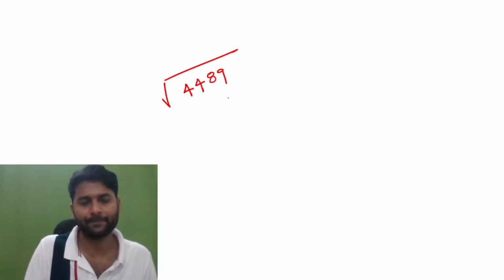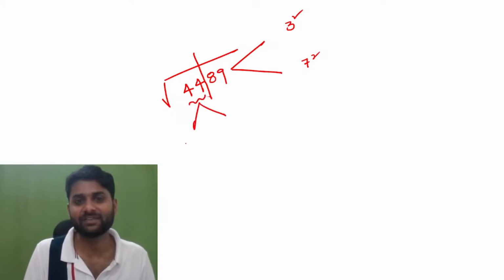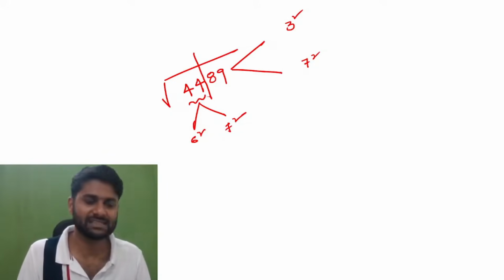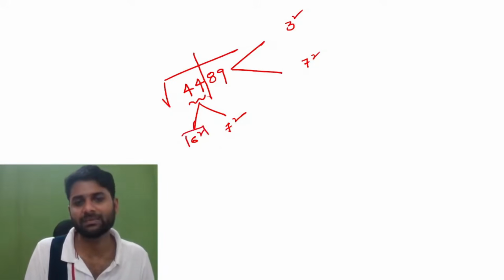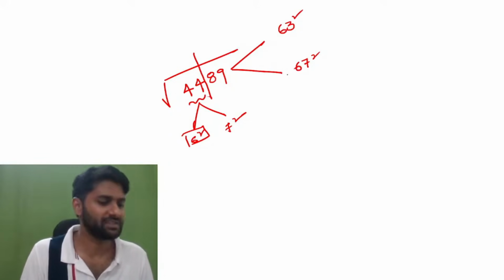Don't worry guys, let me take another example for better understanding. Observe carefully. We need to identify the square root of 4489. Step number 1, separate the last two digits. Step number 2, 9 as units place, either 3 square or 7 square. Then we have 44. 44 lies between 6 square and 7 square. Out of these two, consider the minimum, which is 6. So your answer is 63 square or 67 square.